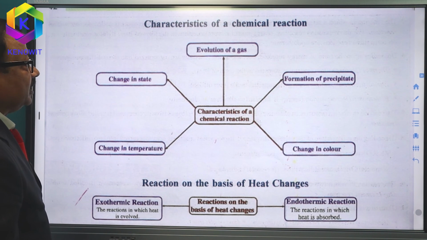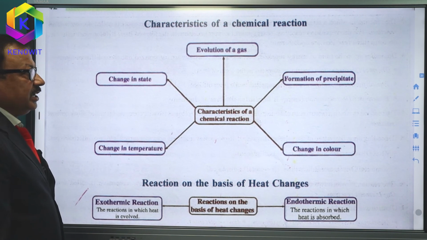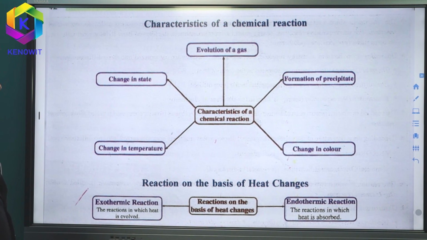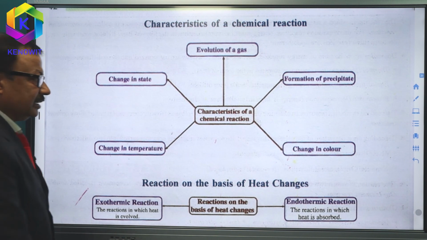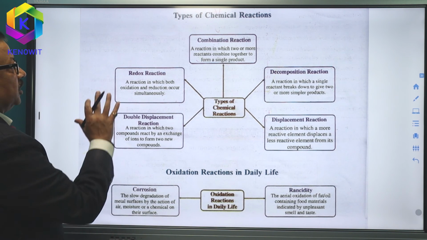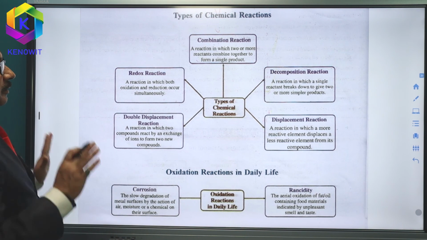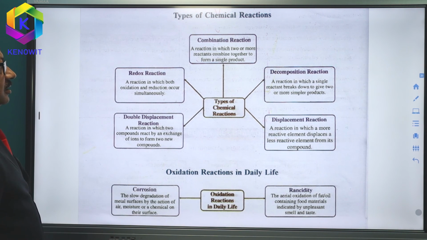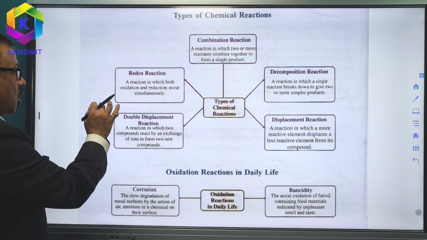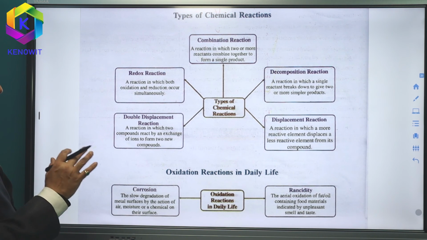Then characteristics of chemical reaction. The first characteristic is evolution of gas, then change in state, formation of precipitate, change in temperature, and change in color. Then reactions on the basis of heat change: exothermic reactions and endothermic reactions. We know exothermic means heat energy is released. This is very important for memorizing the entire equations on one single page, like combination reaction, decomposition reaction, redox reaction, double displacement, corrosion, and rancidity.